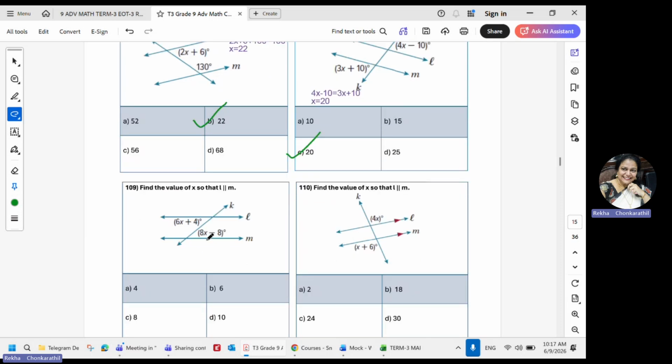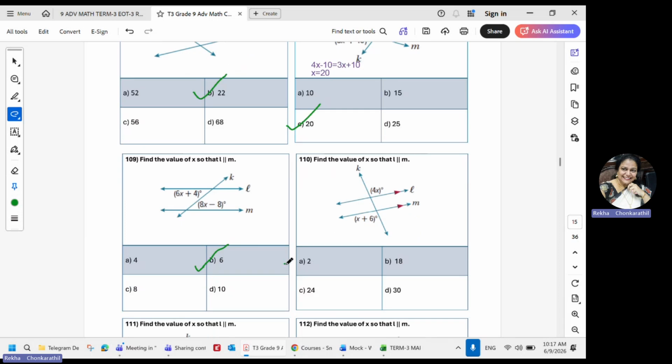Here, these are cross angles and inside. So it is alternate interior angles and they are congruent. Congruent means equal. So the equation you form is 8x minus 8 equals 6x plus 4. You get the value of x as 6. Here they are alternate exterior angles. They are equal, and when you solve, you get x value as 2.